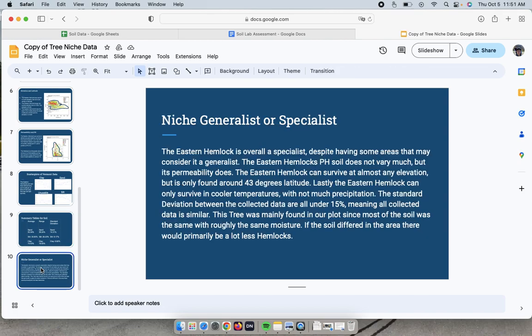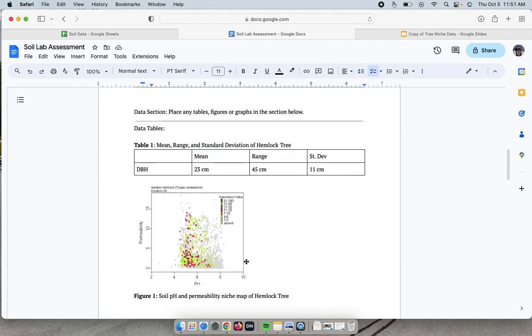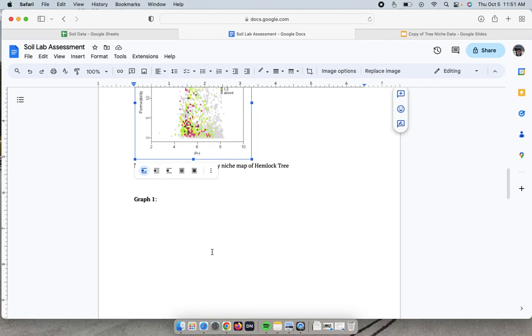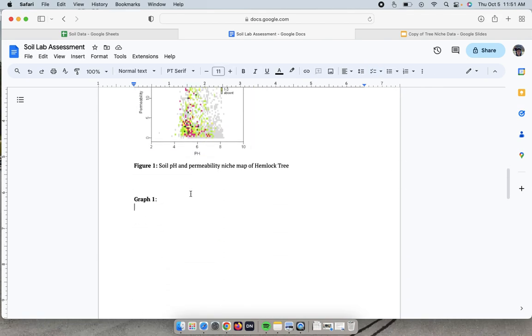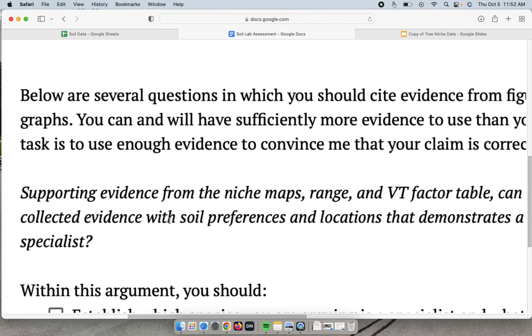And you also have people's initial arguments for what they think a tree is in terms of being a specialist or a generalist. So let's take a look at the 3 questions that you have. You should first get data, so tables, figures, graphs, and I've shown you each of what that will look like. I'll put a graph here later. So here's the first question.